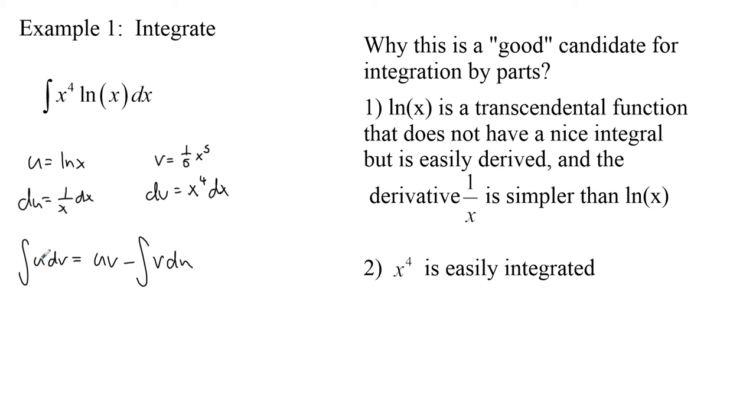Well, if we say that this is the integral, the uv, that's already done. We don't have to worry about that integral. So we're just going to go u is ln x, we'll leave that alone, and then we're going to multiply that by v, which is 1/5 x to the fifth, minus the integral of v, 1/5 x to the fifth, times du. Now, oops, that's v. du is this 1 over x dx. So I'm just going to put that in there, 1 over x dx.